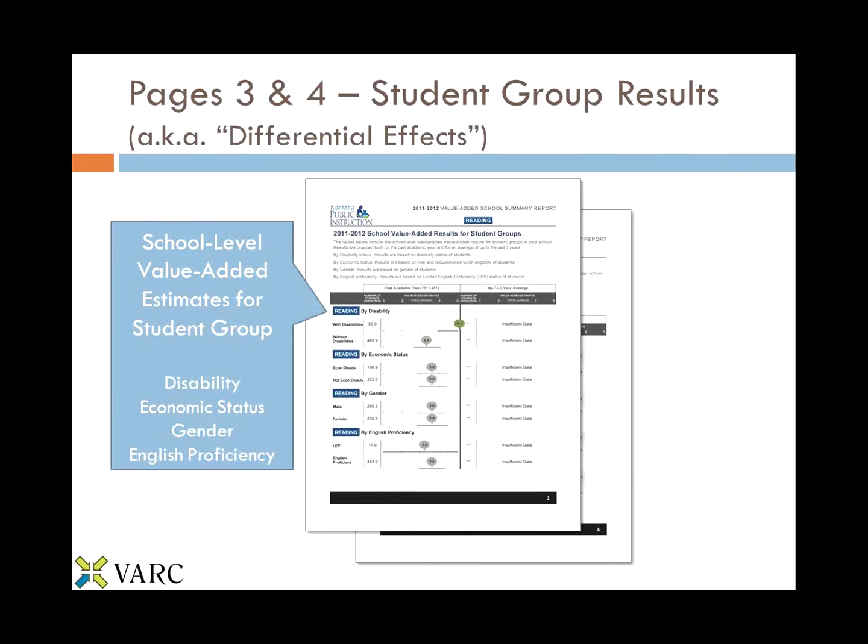This is the student group results, a.k.a. differential effects, if you want to talk in the cool economist lingo. The groups that we have results for are the disability status of students, the economic status of students, gender, and English proficiency. There's a couple here that we have reported in other districts that we don't have in Wisconsin yet because we're still trying to just work out with our statewide models what's the best way to do it.